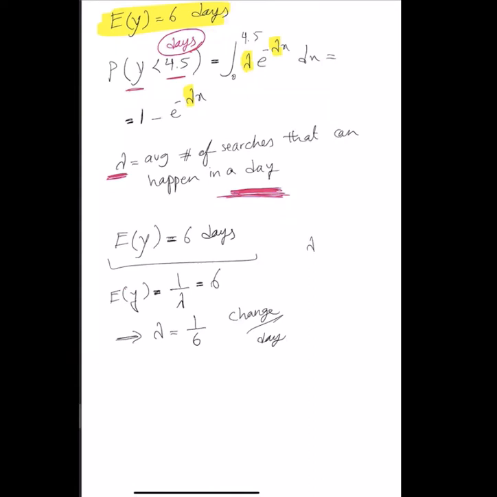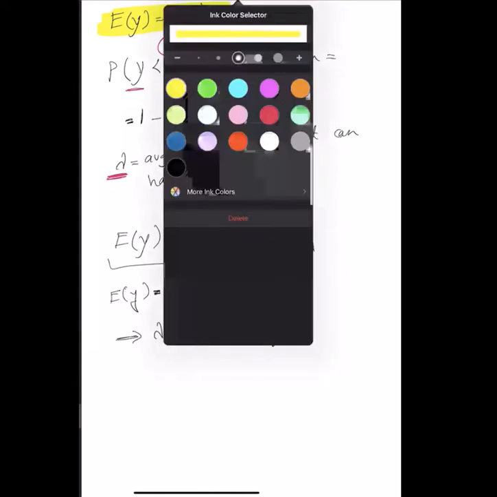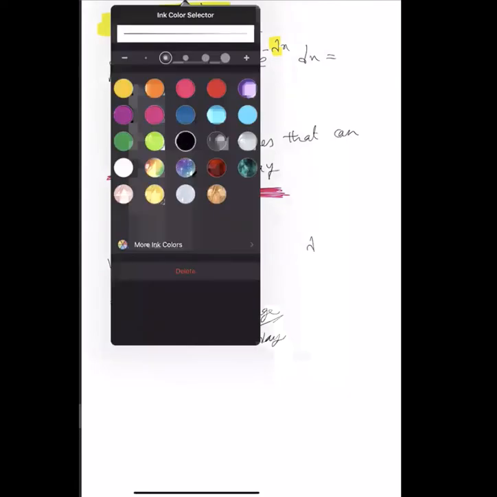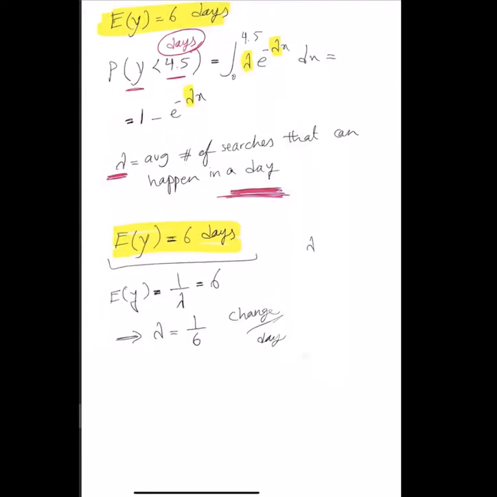This part basically says the average time till the next event is 6 days. So the time till next change is 6 days. So basically it's 6 days for a change.